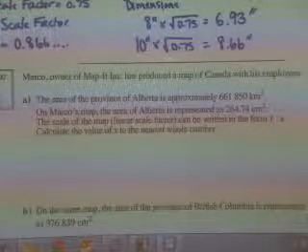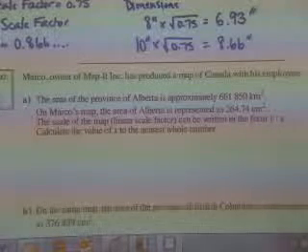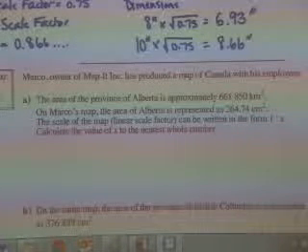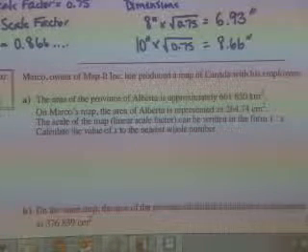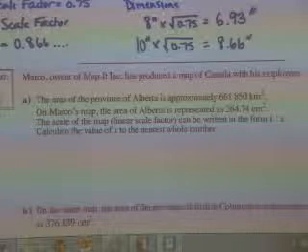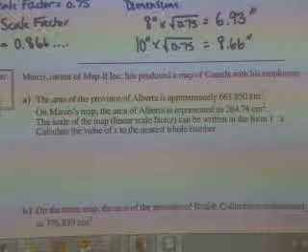The area of the province of Alberta is approximately 661,850 square kilometers. On Marco's map, the area of Alberta is represented as 264.74 square centimeters. The scale of the map, or the linear scale factor, can be written in the form of 1 to x. Calculate the value of x to the nearest whole number.